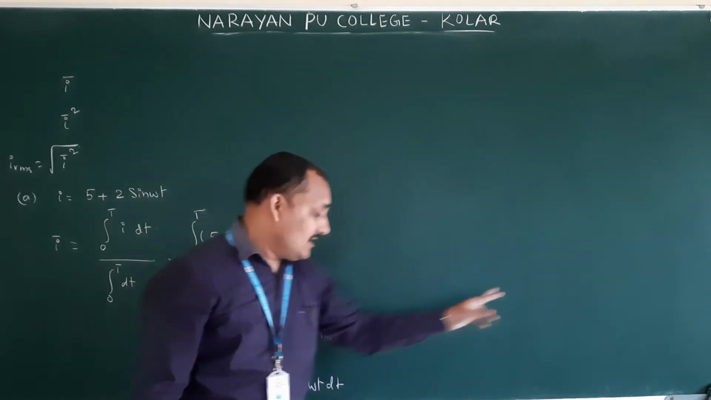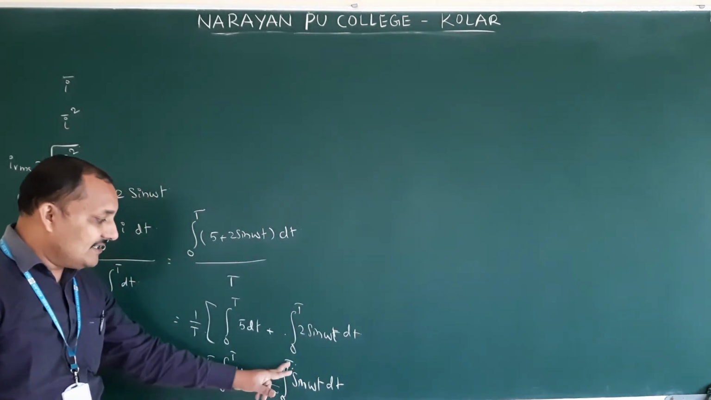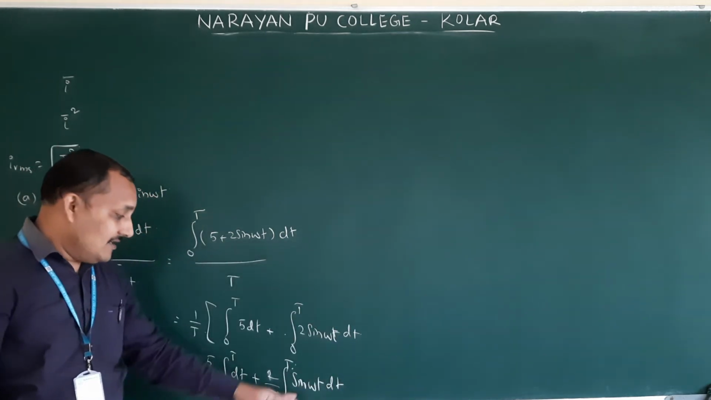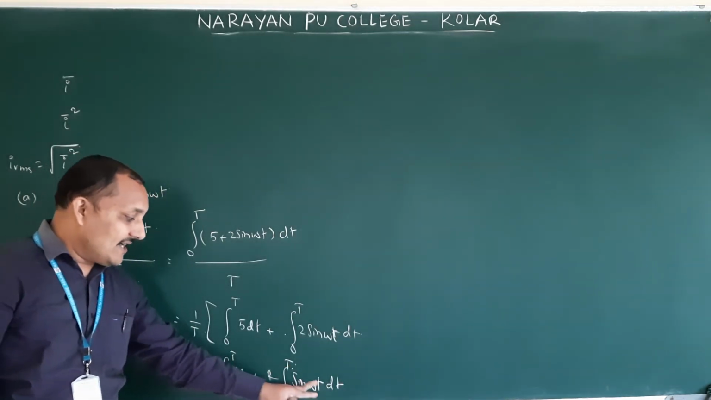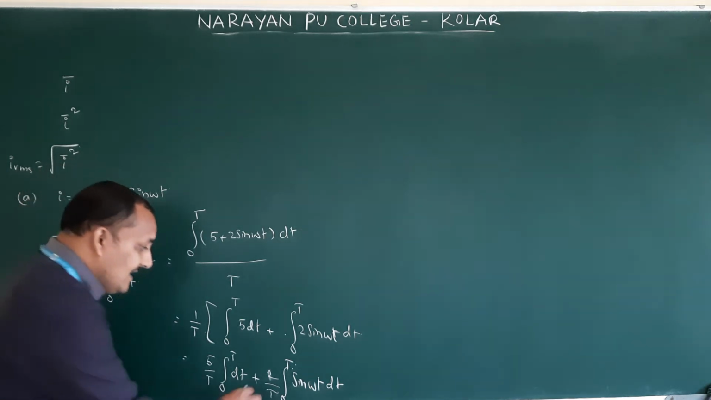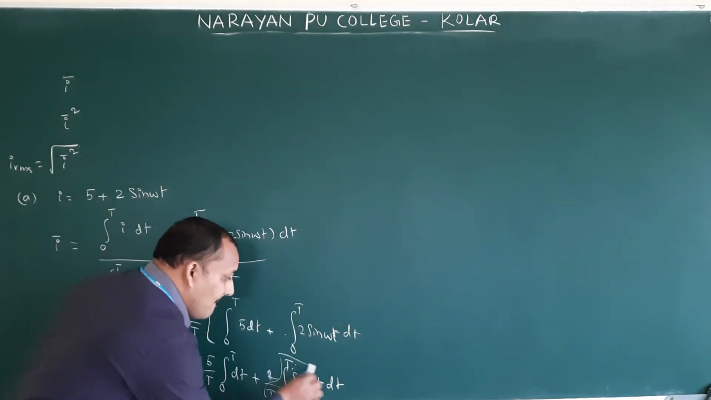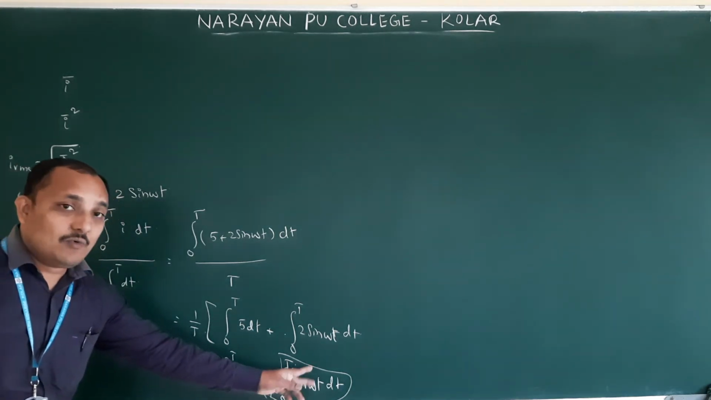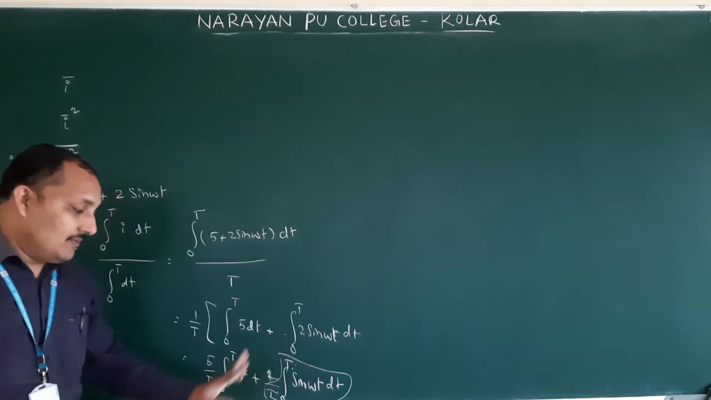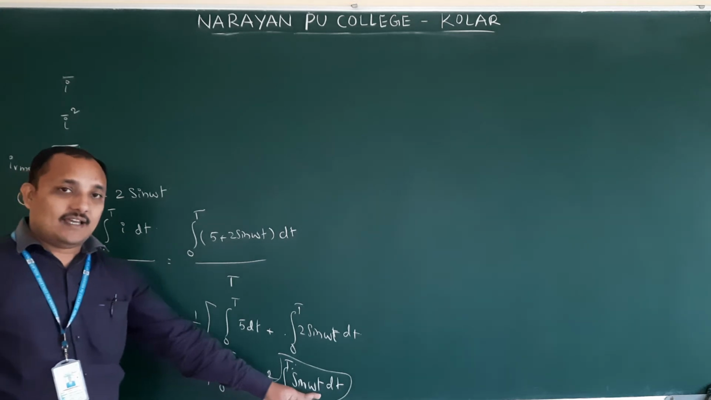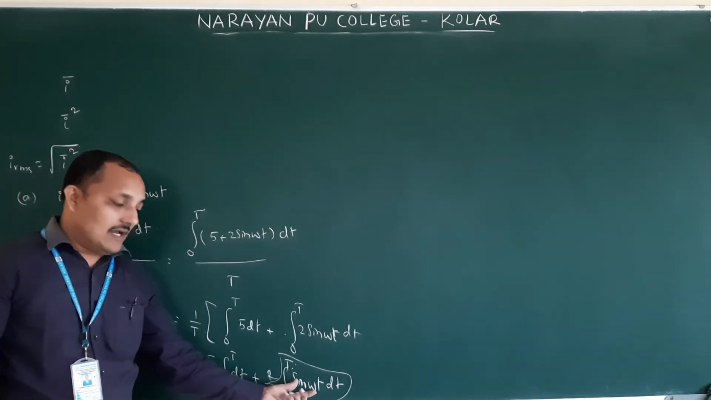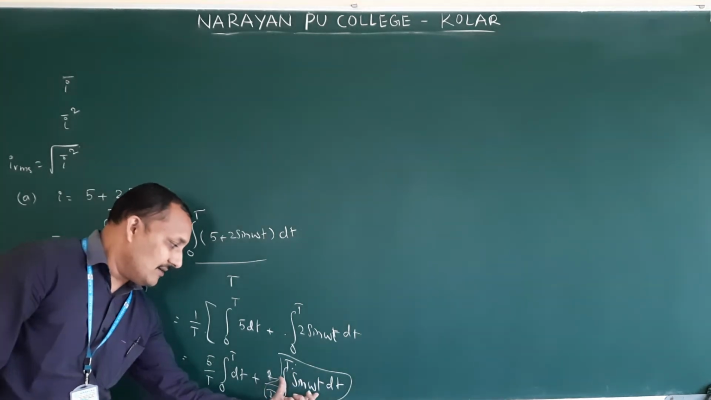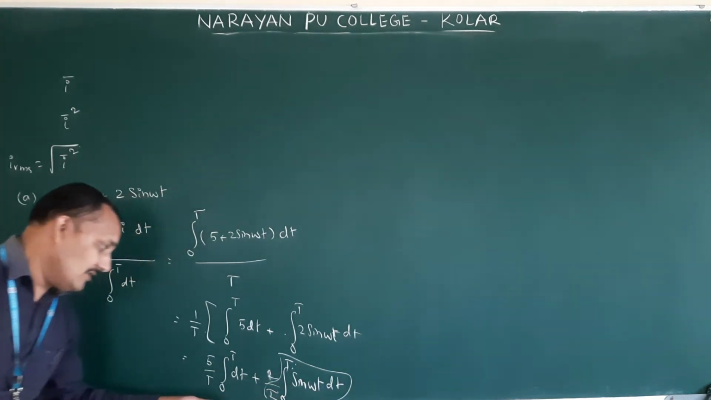So here I gave a hint. Did you remember? 1 by t integral 0 to t sin omega t dt value, how much did we get there? It was 0. If it is sin square, it is 1 by 2. If it is sin, 0. We already derived that, so you don't need to write it repeatedly. So this value is going to become 0. Therefore this term is going to become 0. Now we will see the other term.